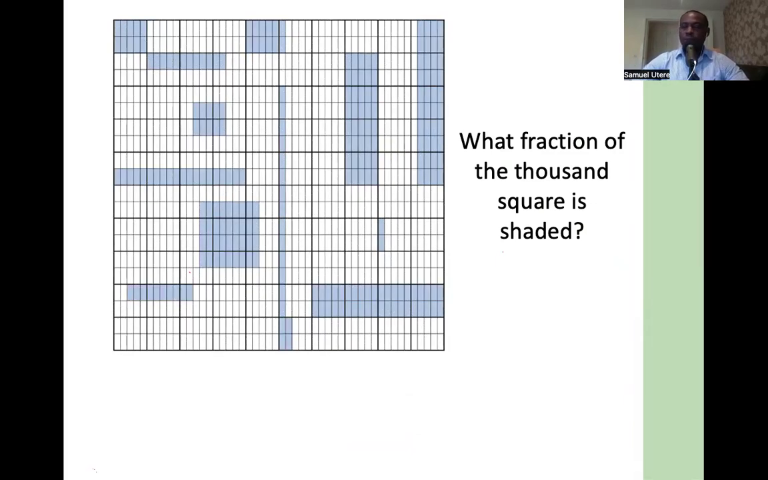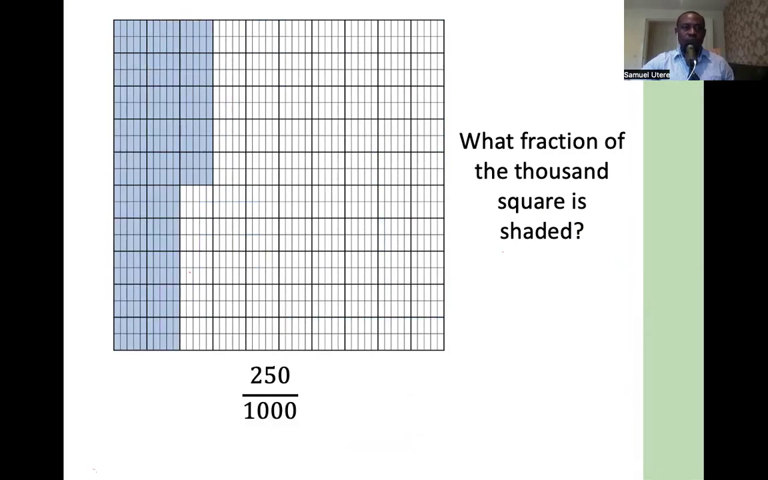What fraction of this thousand square is shaded? Well, you don't have to start counting. What if we rearrange it? You would see that it's 250 thousandths, because you can see the number of squares that are shaded. So we have 25 squares shaded. If we split each of those 25 squares into 10 parts, it means 25 becomes 250, and the 100 squares is actually 1,000, because we've just made 25 hundredths into thousandths. So it's 250 over 1,000.